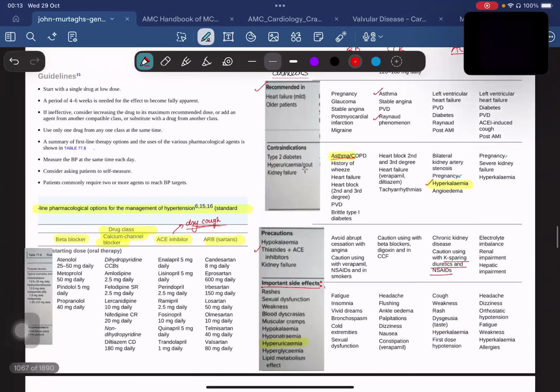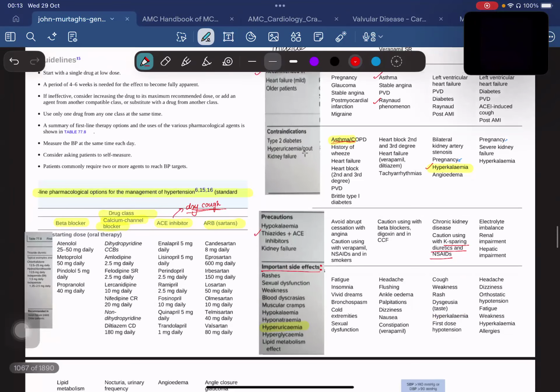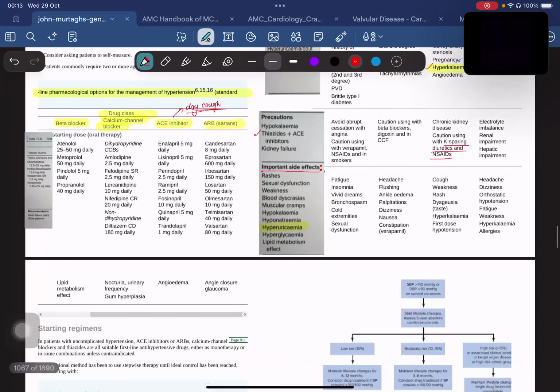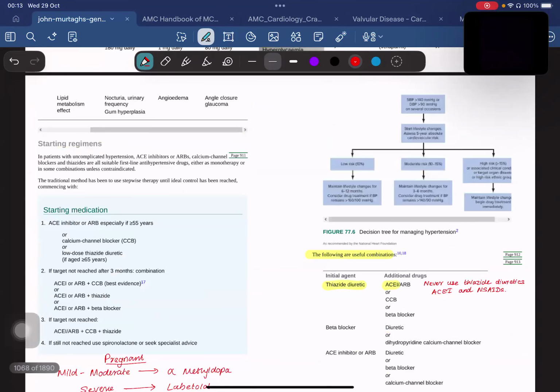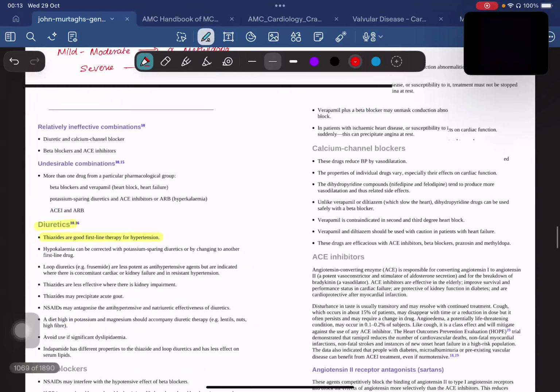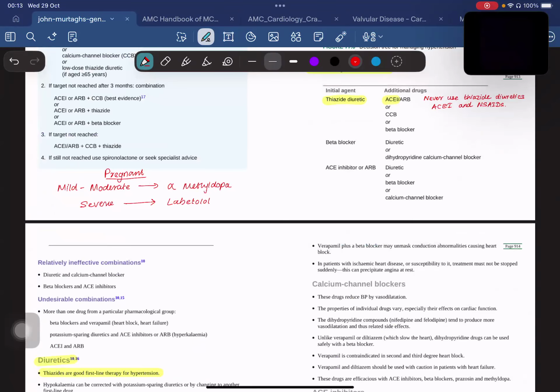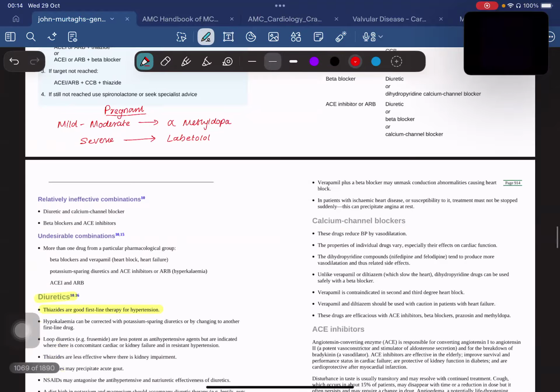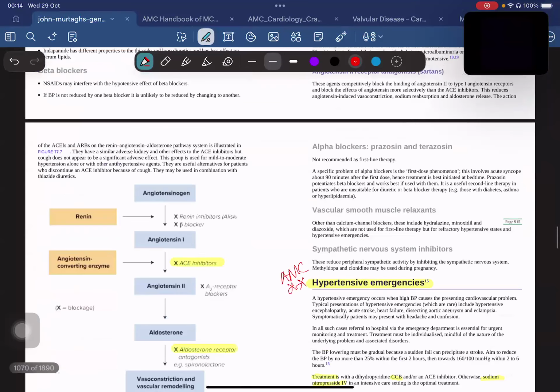And this is a very important pharmacological table that you would use. And then again, pregnancy and hypertension is a very important topic. We'll talk about it in detail when we come to obstetrics, because it's a place where you have to remember drugs, names of drugs.